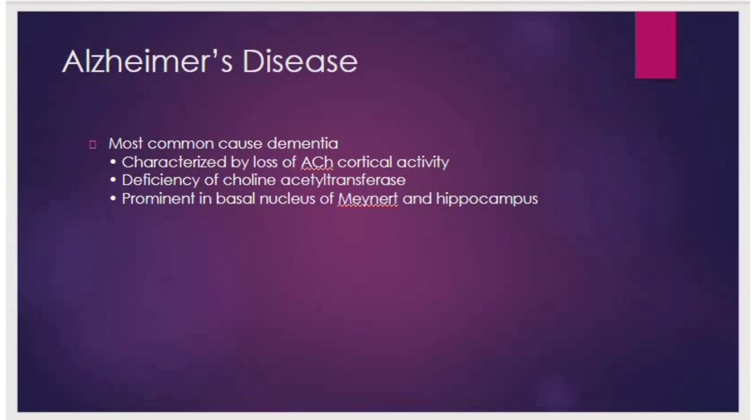Now, what happens in Alzheimer's disease is that there's a deficiency of choline acetyltransferase, resulting in loss of acetylcholine activity in the brain cortex. These changes are more prominent in the basal nucleus of Meynert and the hippocampus. How can one forget dementia when it comes to Alzheimer's disease? Because Alzheimer's disease is the most common cause of dementia worldwide.